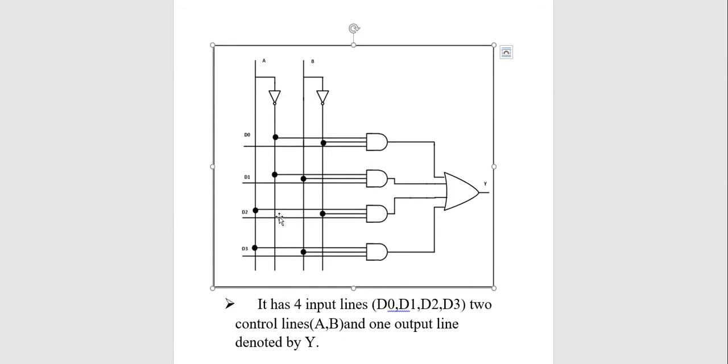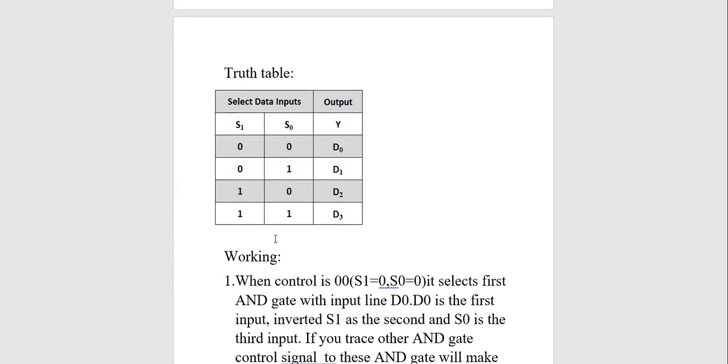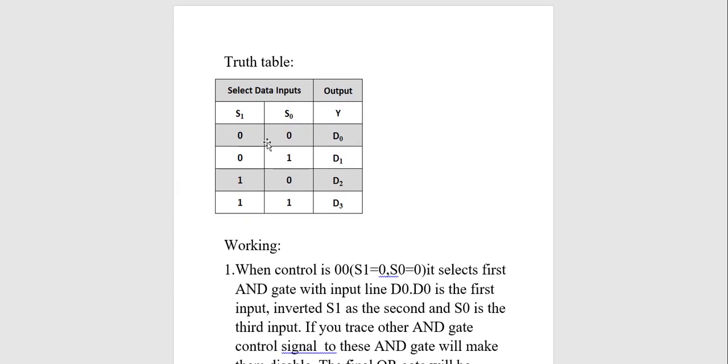After drawing this diagram, you will have to draw this truth table. This is the truth table for when your control is 0 0, when your control is 0 1, when your control is 1 0, and when your control is 1 1. So this is the stage where you are going to write the different inputs which are given to your 4:1 multiplexer.